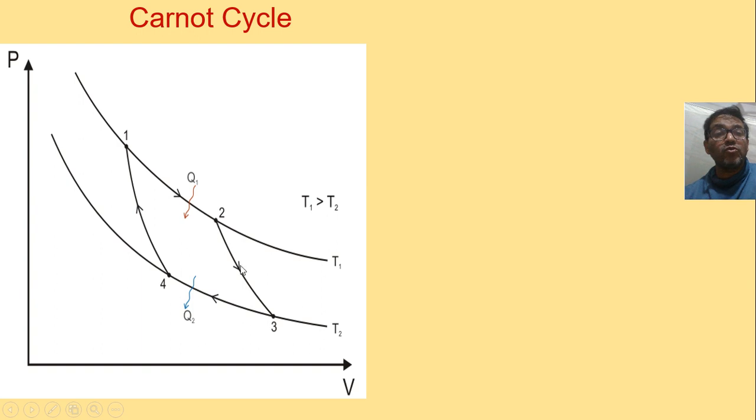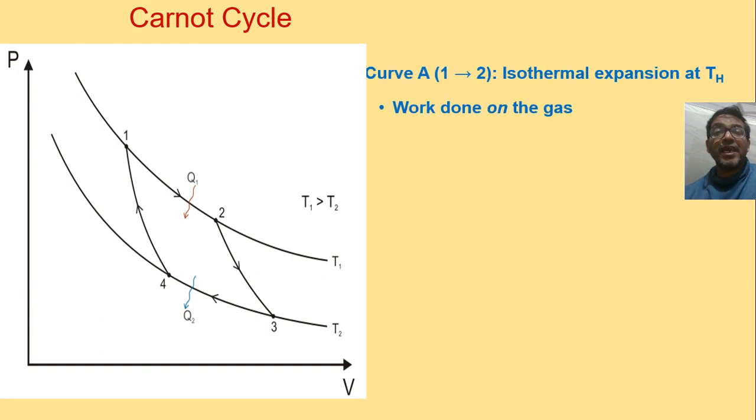Now you see 2 to 3. What is happening here? Our initial state is 1 and the final state is 2, and this is an isothermal process. When we consider 2 to 3, the pressure is changing, and the volume is also changing, but very little. So here there is no work done. If you see that curve, A equal to 1 to 2 is the isothermal expansion.